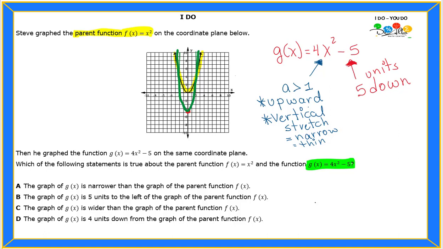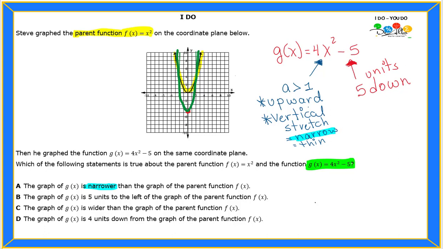So now let's look at the answer choices. Letter A says the graph of g of x is narrower than the graph of the parent function. And you know what? That is totally correct. Isn't this the same word that we put over here? So that looks to me like a right one. That's a correct answer.